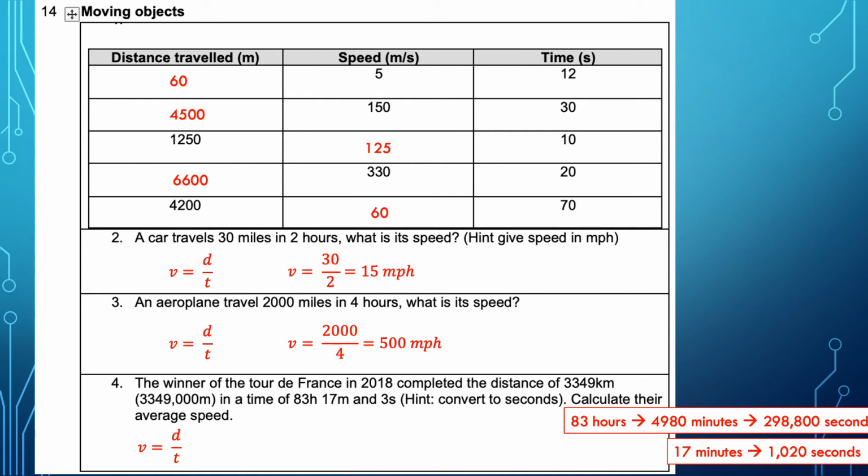So the way that I converted hours into minutes is obviously multiplying it by 60, because there's 60 minutes in an hour, and then I just multiply by 60 again to convert it from minutes to seconds. All right. So once you have all that, you just add them all up together. So 298,800 plus 1,020, and don't forget the 3 seconds. So when you put all that together, you get 3,349,000 divided by whatever all that added up was. Okay, and you should get an answer of 11.17 miles per hour. Okay. Oh, sorry. No, that should say meters per second. My apologies. That should say meters per second.